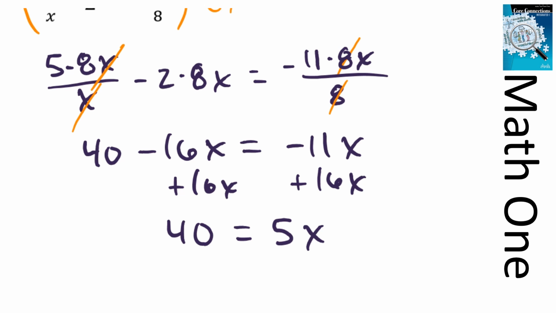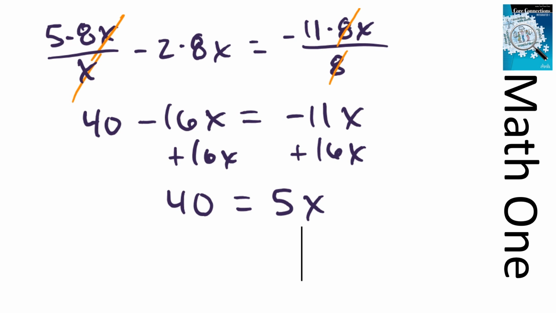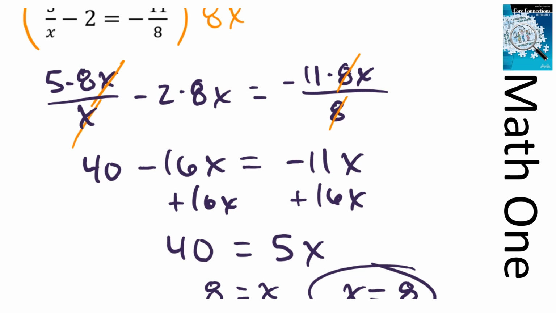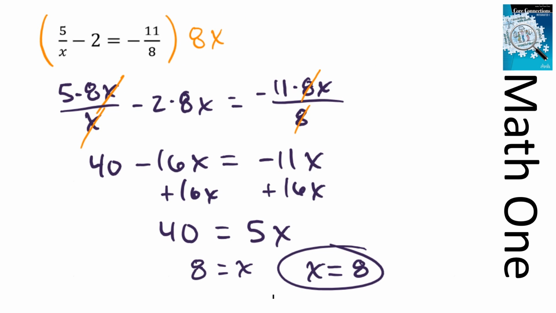And then finally, I'm going to just divide both sides by 5, and I get that 8 over here is x, so I would write x is the number 8. And again, if I take that value 8 and plug it into the original problem, 5 over 8 minus 2, and look at that as a decimal and compare that to negative 11 over 8, they should be absolutely identical. The left and the right hand side should be the same if this is indeed the solution. So that's it for fraction busters.